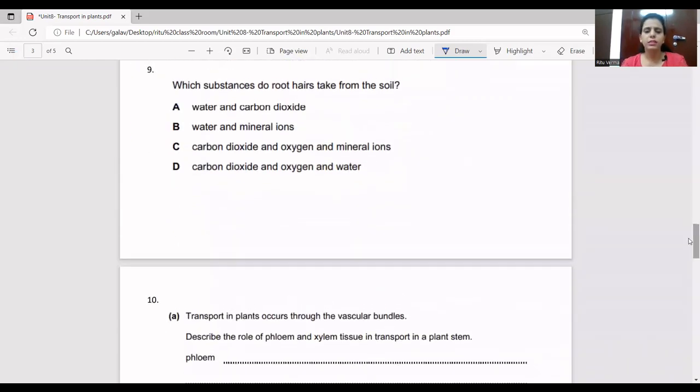Question 9. Which substance do root hairs take from the soil? Root hairs take water and mineral ions.